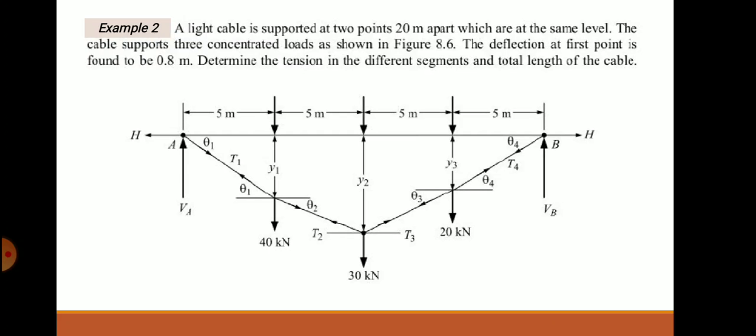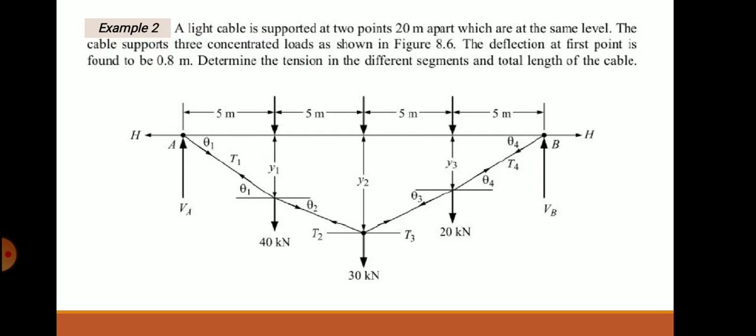The deflection at the first point is found to be 0.8, so y1 is 0.8. Determine the tension in the different segments and the total length of the cable. So T1, T2, T3 and T4 you have to evaluate, and also the length of the cable you have to find out.